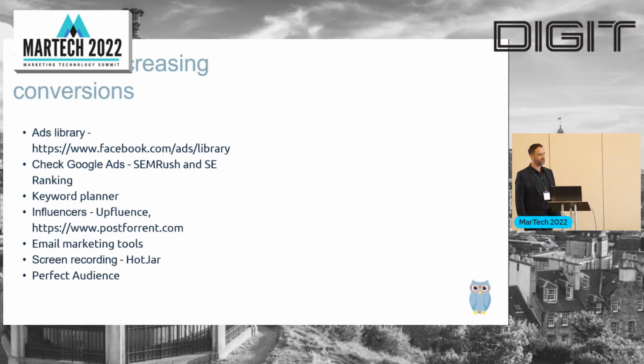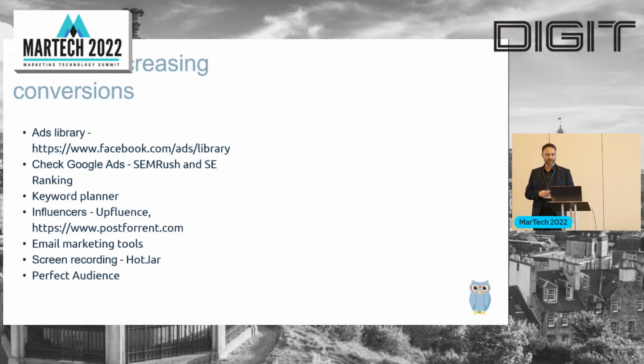So tools for increasing conversions. One of them is ads library. So you've got Facebook ads library. Again, if you've been using Facebook or Instagram ads, you can check your Facebook URLs, your Instagram URLs, and actually see what people are doing, see their adverts. And that helps you see the messaging of some of your competitors and see some of your messaging as well, and see if you can improve some of your adverts. Also within these tools like SEMrush and SE Ranking, you can check Google Ads as well, so the ads that are being run, and you can add your competitors in there as well to see what ads are being run there too.